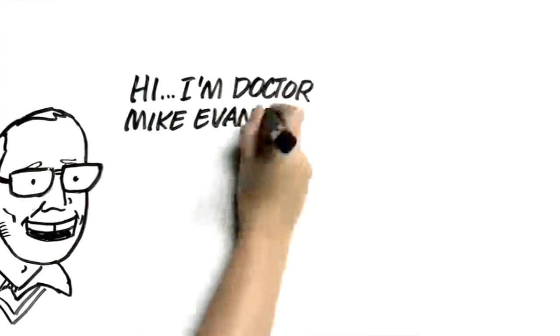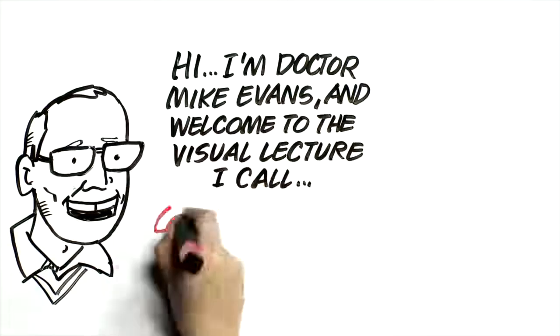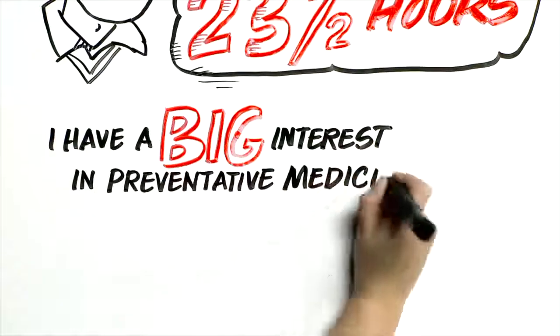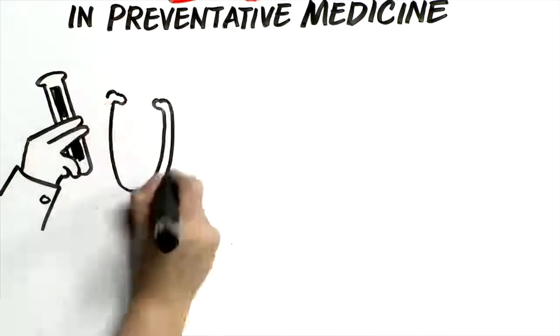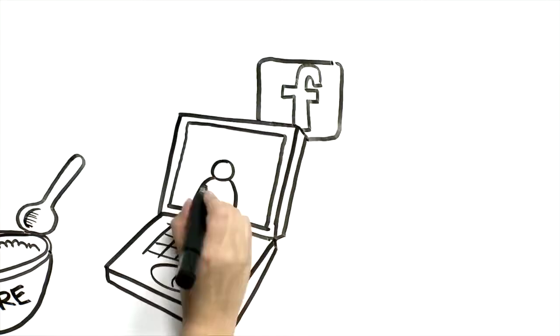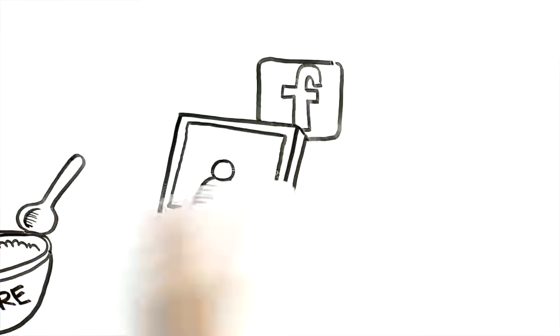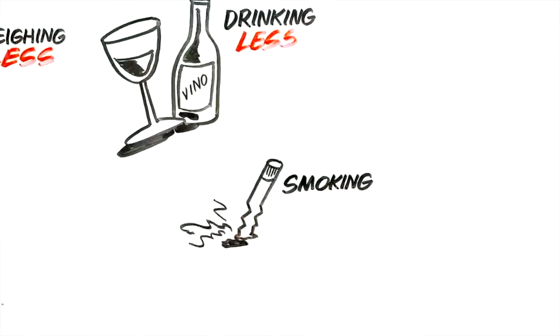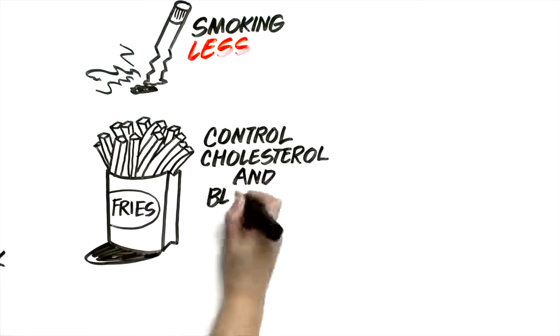Hi, I'm Dr. Mike Evans, and welcome to this visual lecture I'm calling 23 and a half hours. So I have a big interest in preventive medicine, which can mean a lot of things, from cancer screening to eating more fiber to having a good social network. And I mean that in the old sense of the word. Weighing less, drinking less, smoking less, controlling your blood pressure, cholesterol, and so on and so forth.